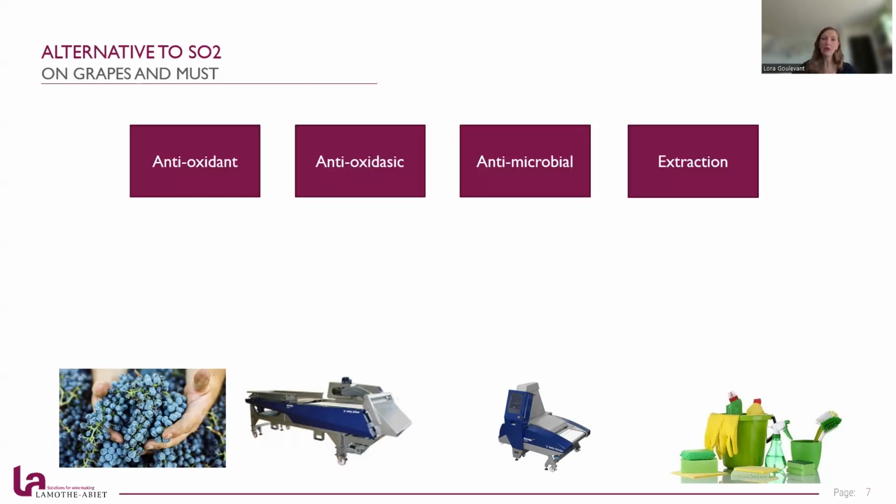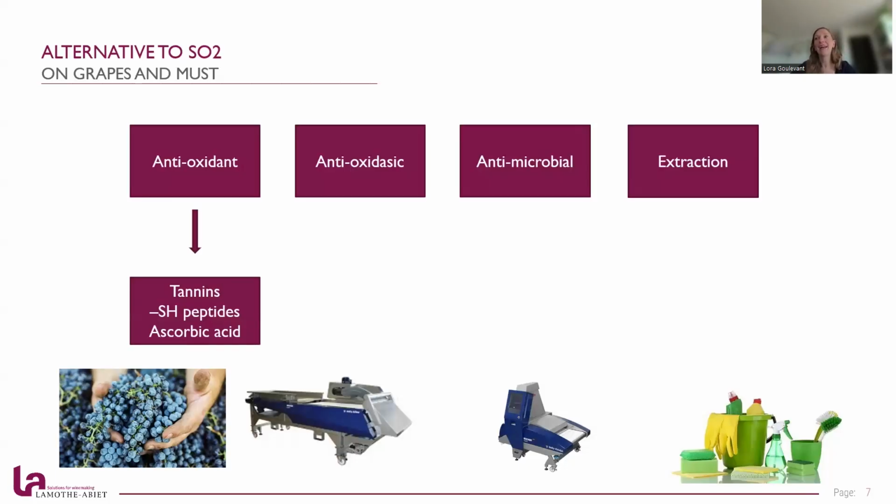And then to replace SO2, we have a few alternatives. So to use high antioxidant products, you can use tannins. Tannins are very reactive to oxidation. Usually that's gallic tannins or grape tannins, and ellagitannins. They can really protect your wines against oxidation.